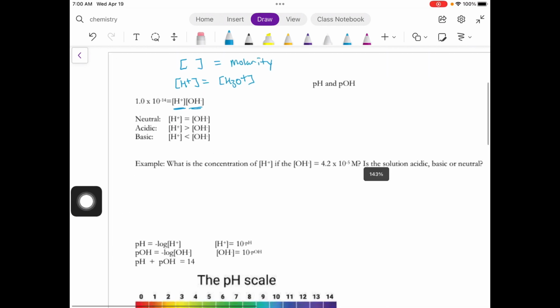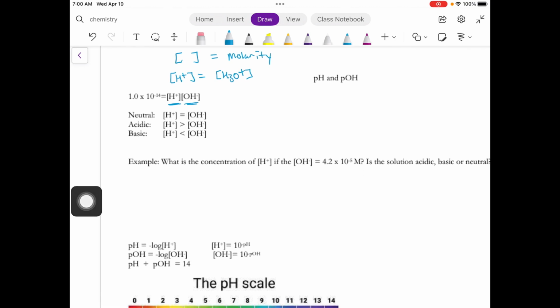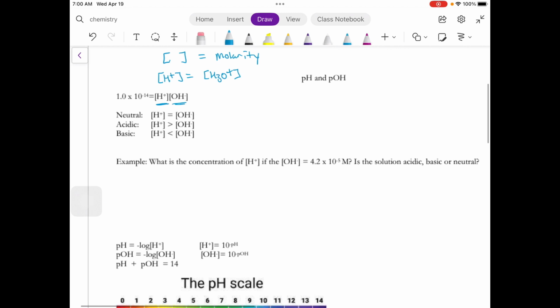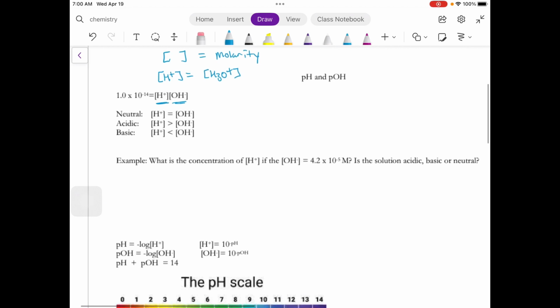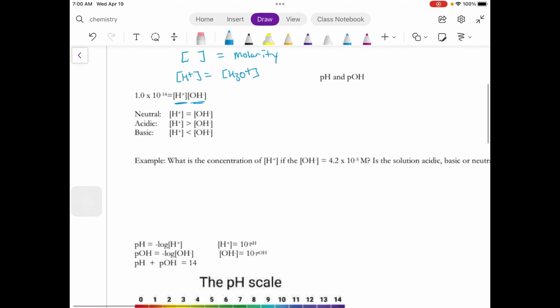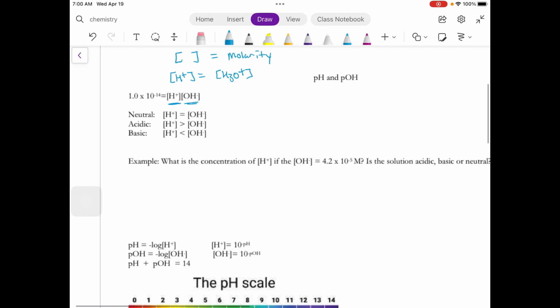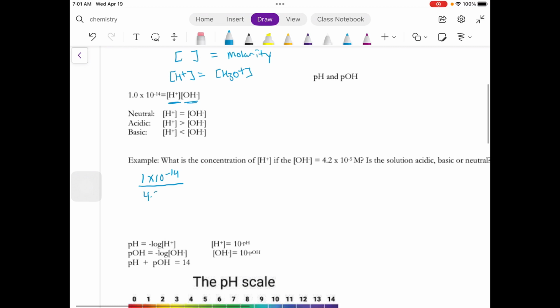So here's my first example. What is the concentration of H plus if the OH concentration is 4.2 times 10 to the negative 5th molar? Is the solution acidic, basic, or neutral? Basically, you're going to want to take that 1 times 10 to the negative 14th and divide by your OH concentration, so divide by 4.2 times 10 to the negative 5th.